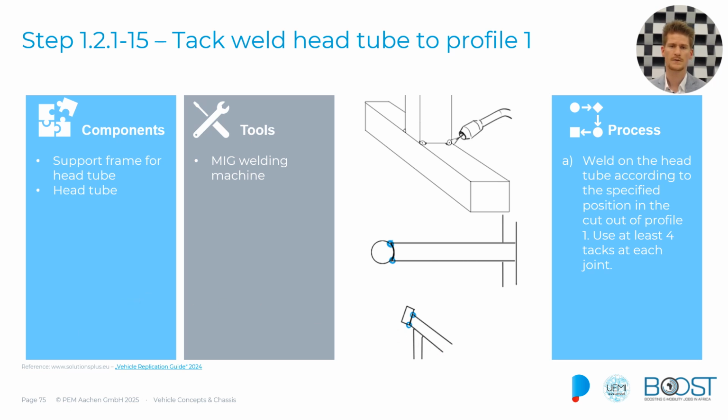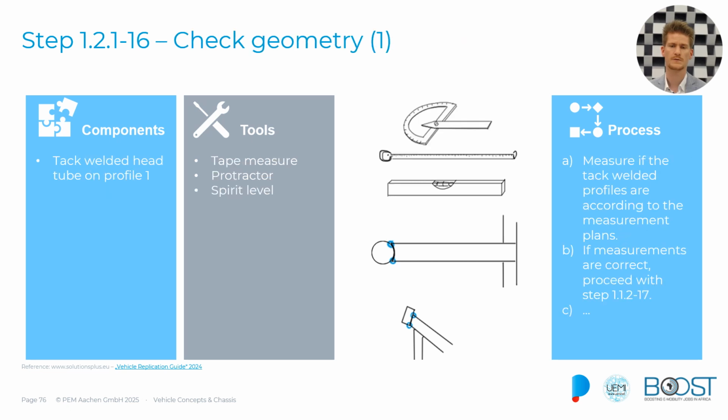Now, as you can imagine, because it is very sensitive, because we're now defining basically our steering axis, we have to check the geometry very properly at this stage. So again, take out the tape measure, the protractor, and spirit level, and check if any distortion has occurred during the welding process, and if the measurements are according to plan, what we've talked about before. If it might be incorrect, it can be corrected by separating and then again welding this piece together.